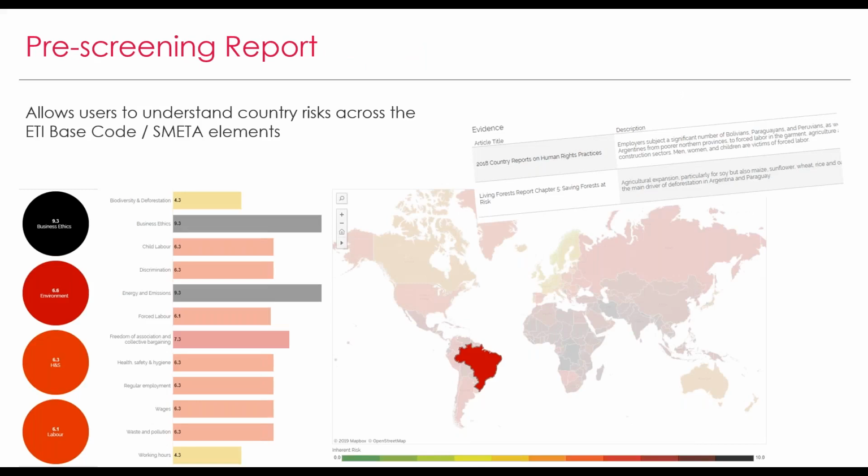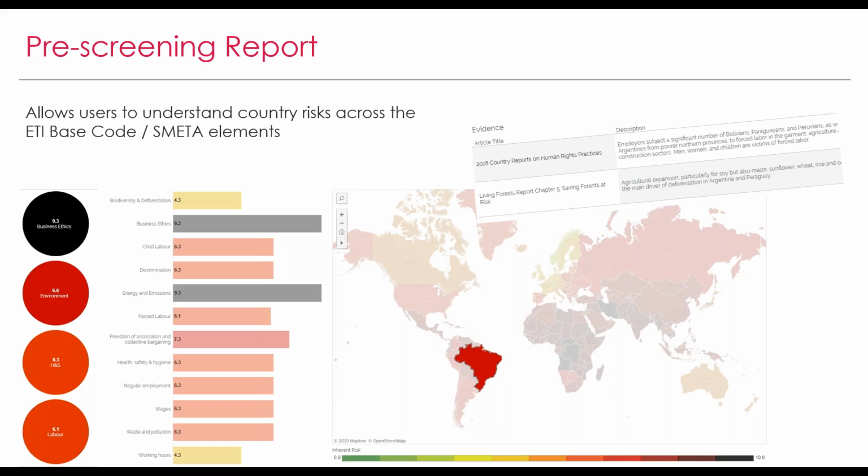What you can see here is what we refer to as the pre-screening report. A similar version exists within the current tool. And really, there'll be two different versions of this report. What this does is allow you to look at a specific country and try to understand what the inherent risks are within that country. And as you can see, it'll be broken down by the individual topics, as we referred to earlier in the presentation.